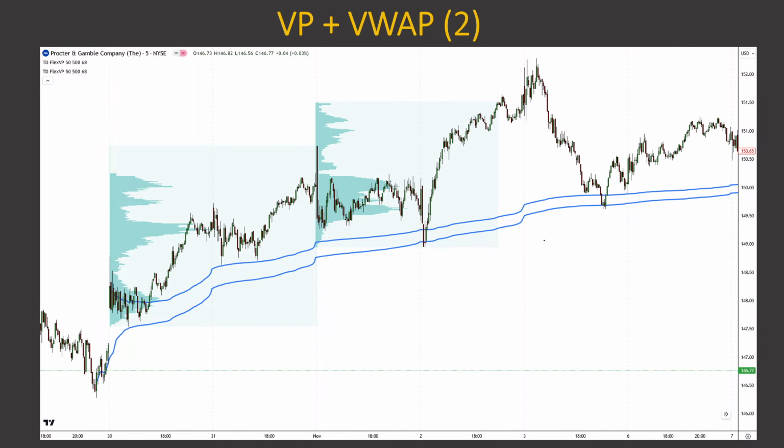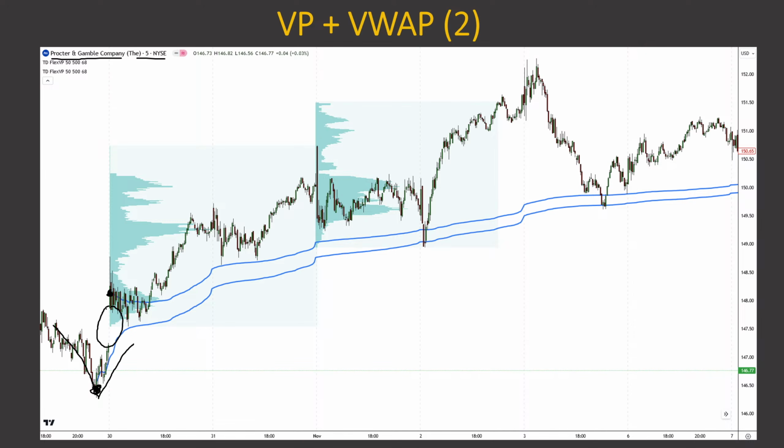Now here is the last example of the combos. This is Procter & Gamble Company 5-minute chart. In here I have 2 VWAPs. One is anchored to this swing low, right here. This is where it's anchored. The second VWAP is anchored after the gap, after this gap.